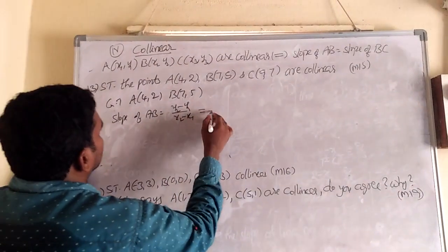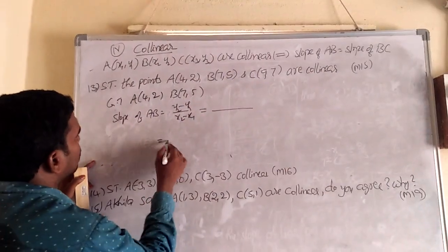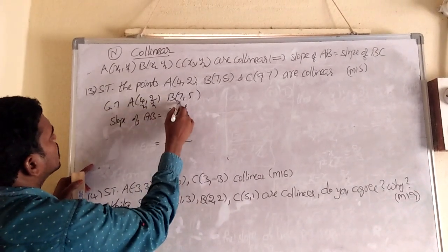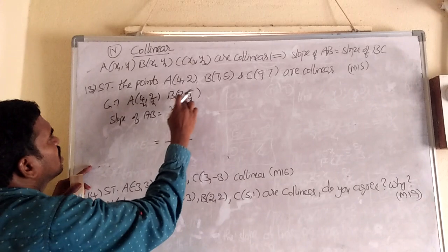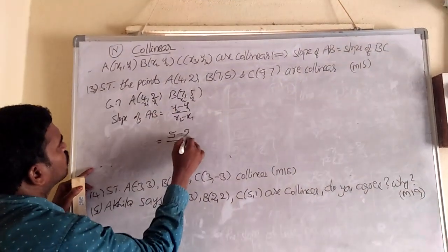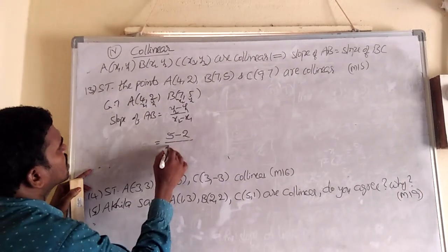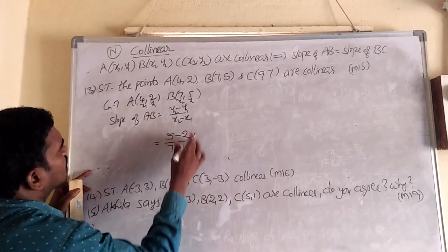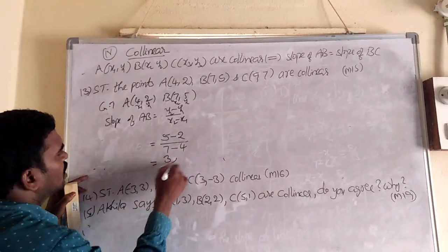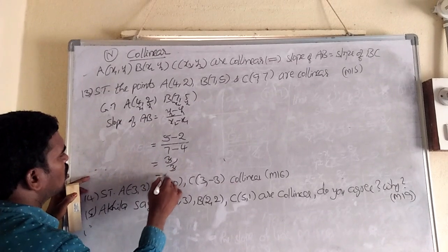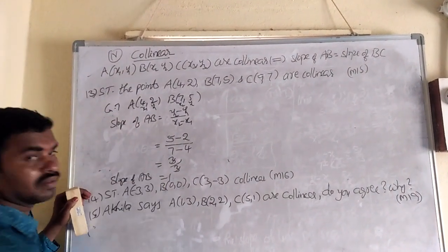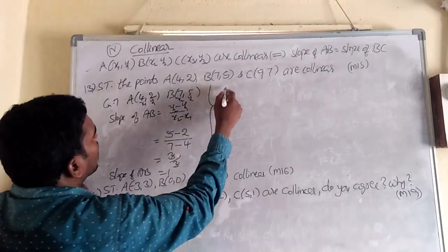So it is equal to, okay. y2, what is y2? This is x1 y1, this is x2 y2. Y2 is 5. Next minus y1. Y1 means 2. Okay. By x2, which is 7. Next minus x1. x1 is 4. 5 minus 2 how much? 3. 7 minus 4 how much? 3. 3 cancel. How much did we get? 1. So slope of AB equals 1.